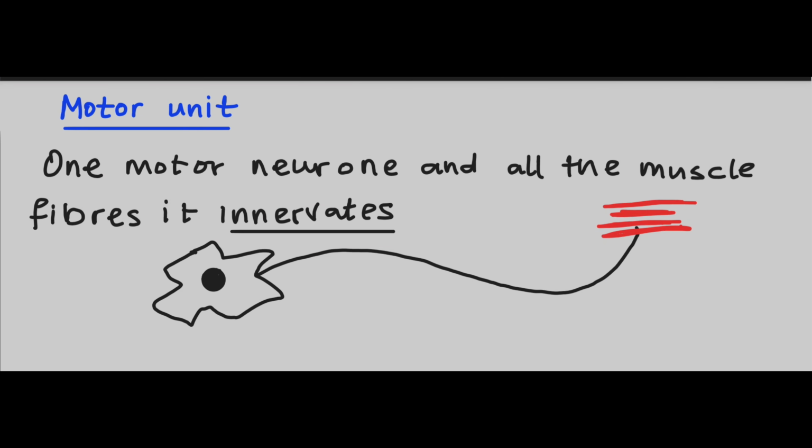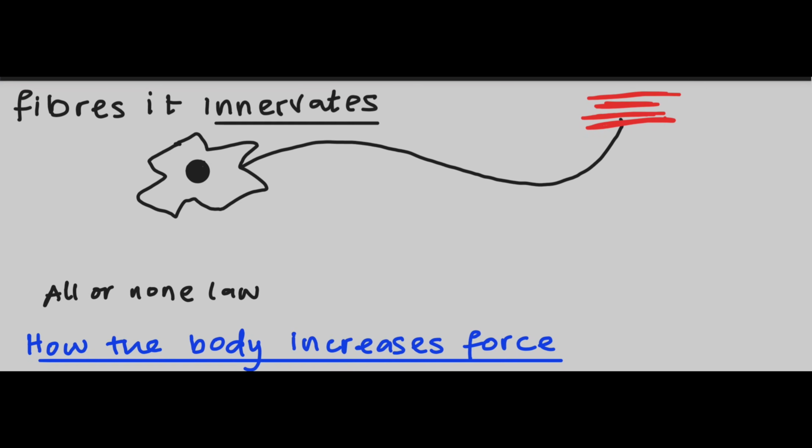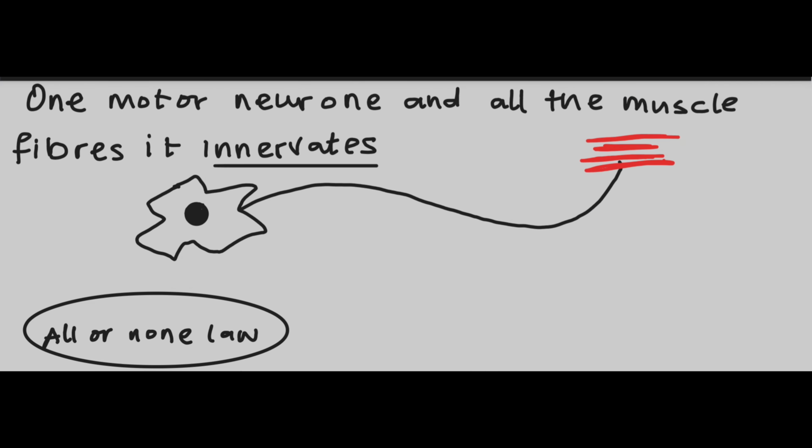And motor units are obviously the bedrock of muscle contractions because that's where the contraction originates from. And muscle contractions obey the all or none law. The all or none law is a law that states within a single muscle fiber or within a motor unit, a stimulus will either trigger a full contraction of all the muscle fibers that motor unit supplies or innervates, or trigger no contraction at all.